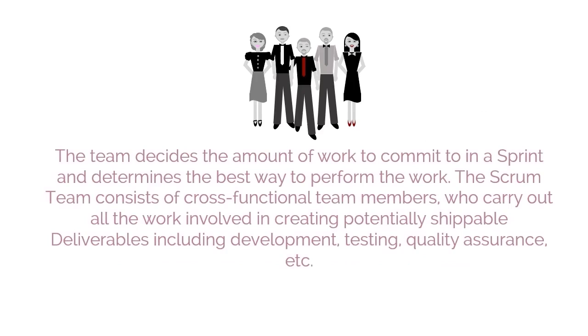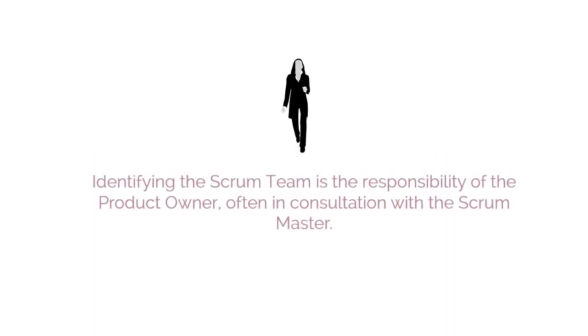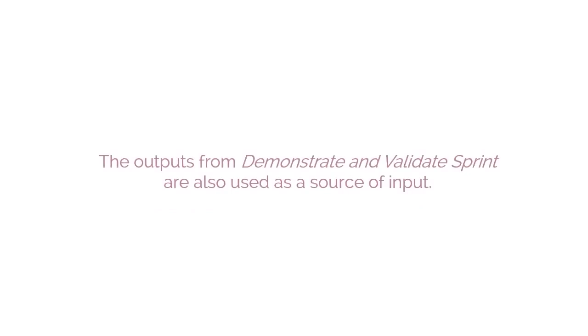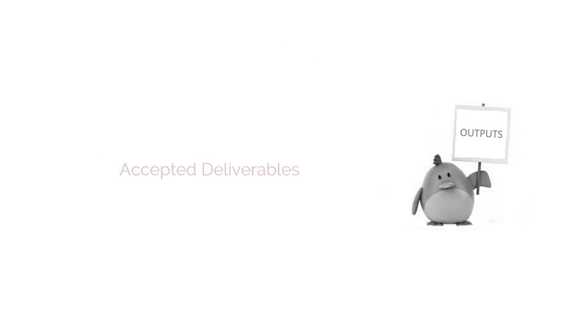The Scrum team consists of cross-functional team members who carry out all the work involved in creating potentially shippable deliverables, including development, testing, quality assurance, etc. Identifying the Scrum team is the responsibility of the product owner, often in consultation with the Scrum Master. The outputs from Demonstrate and Validate Sprint are also used as a source of input.